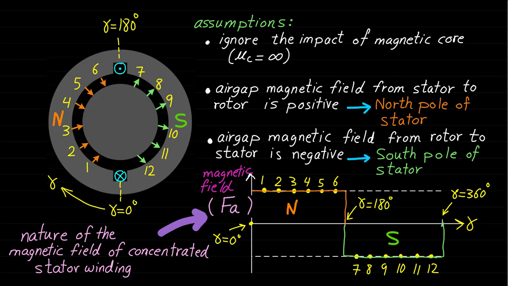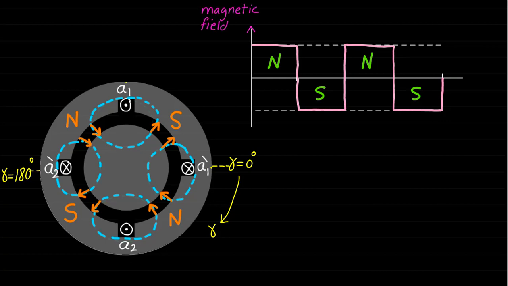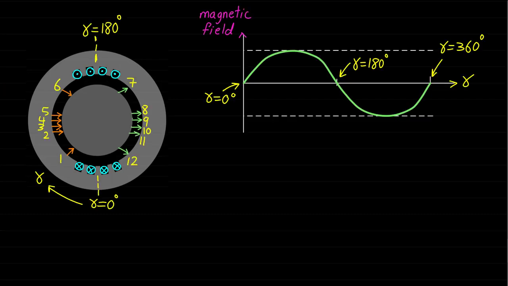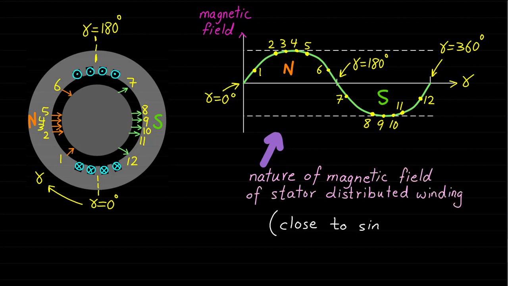The magnetic field distribution of a 4 poles single-phase concentrated winding is as shown. As we can see, within a full cycle, there are 4 poles, 2 north poles and 2 south poles. Now, if we repeat the same procedure for the distributed winding, we find that the magnetic field distribution looks like a sinusoidal waveform, as shown. So we can notice that the nature of the magnetic field distribution of the distributed winding is close to a sinusoidal waveform.